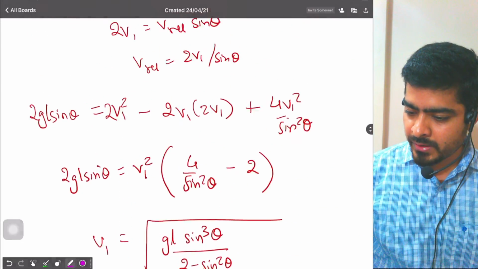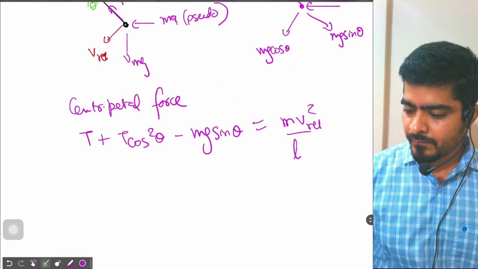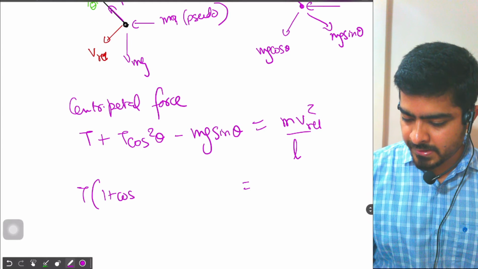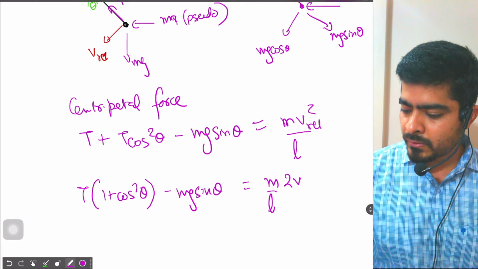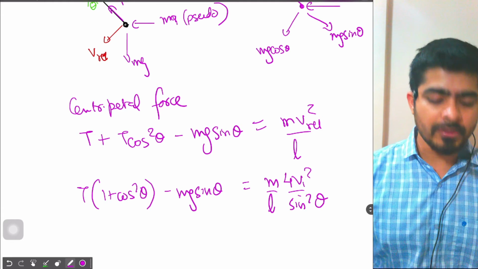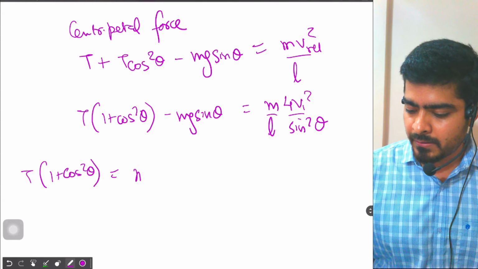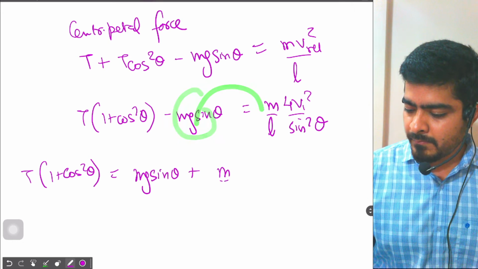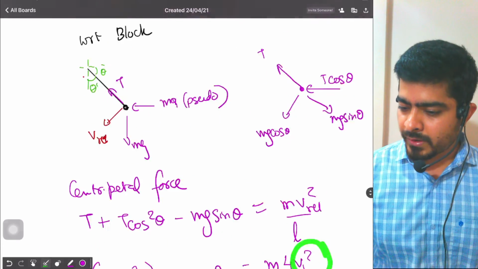Now what is v relative square? So v relative is 2v1 by sine theta. So T into 1 plus cos square theta minus mg sine theta is equal to m by L times 4 v1 squared by sine square theta. Okay. So we replace v1 now. So T into 1 plus cos square theta will be mg sine theta, I have taken mg sine theta on the other side, plus m by L, 4 sine square theta in denominator, and finally I take v1 square.